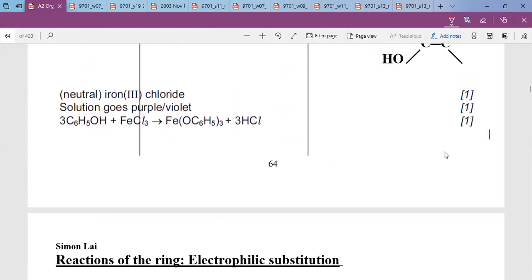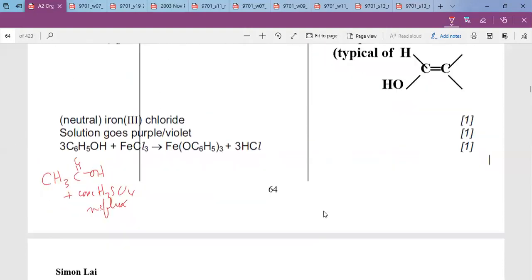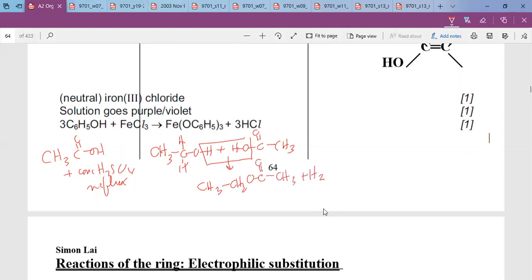Let me just put it here. Now let's say I've got a carboxylic acid, CH3COOH, with alcohol, concentrated H2SO4, and all the works, and reflux. Here I will get my ester. I'm going to put the alcohol here, and reverse the drawing as I always do in class. To give you an ester, CH3CH2O, C=O, CH3, plus water.